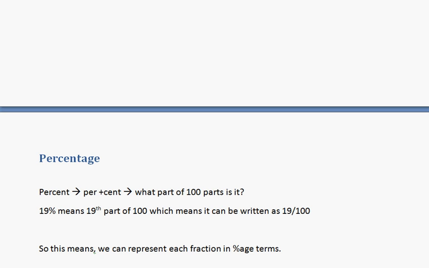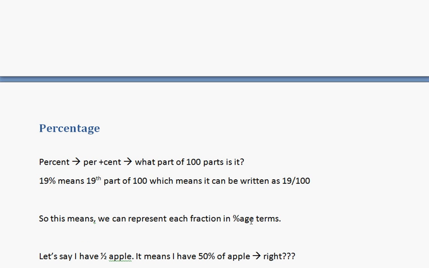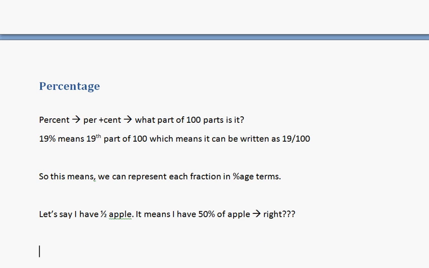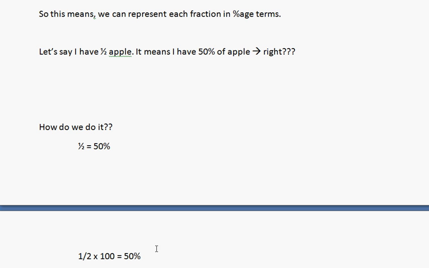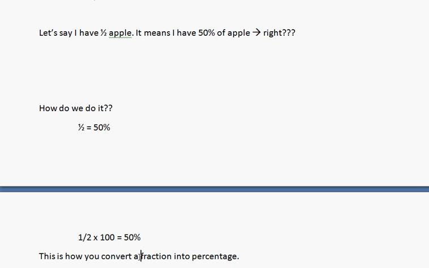Percent is two words, per cent, which means per 100. So 19% means 19 parts of 100, which means it can be written as 19 by 100. So what this means is that we can represent each fraction in percentage terms. Let's say that we have half an apple. It means we have 50% of the apple, right? We all know that. But how do we do it? So we multiply half by 100 to give it 50%.